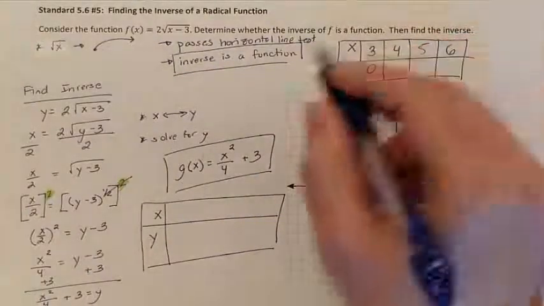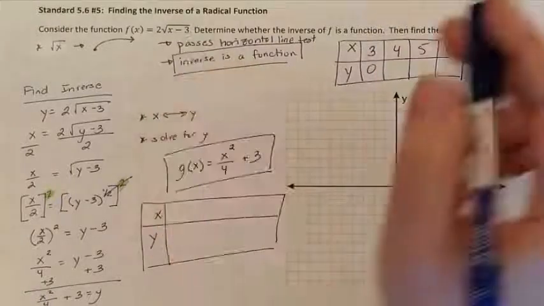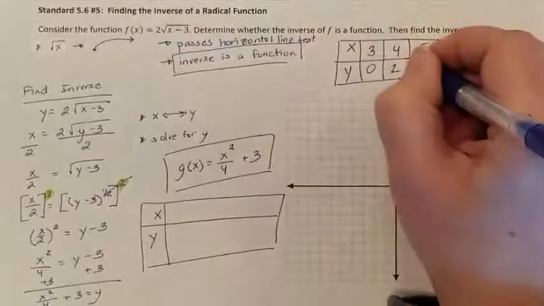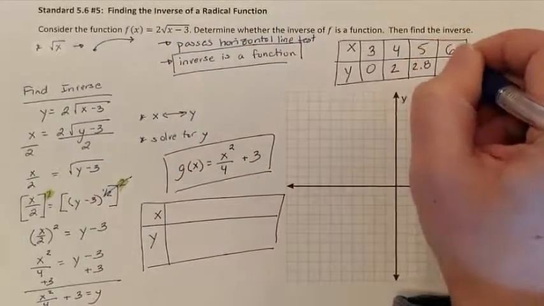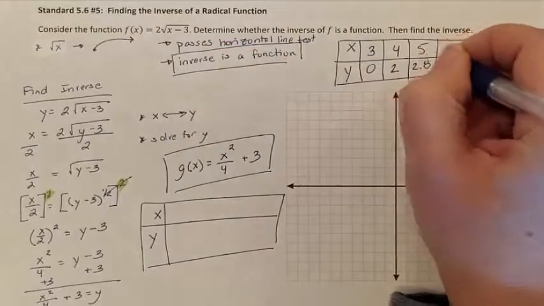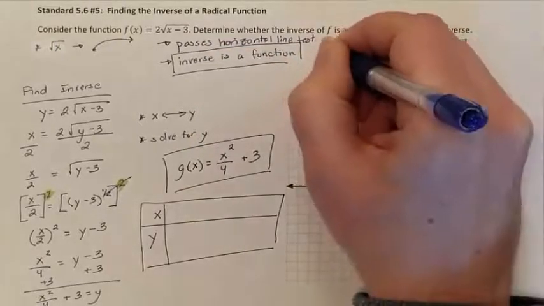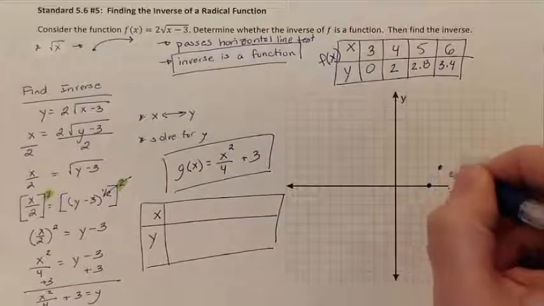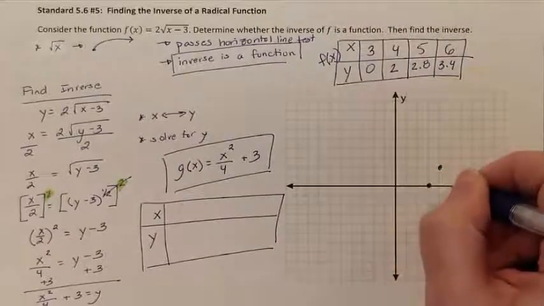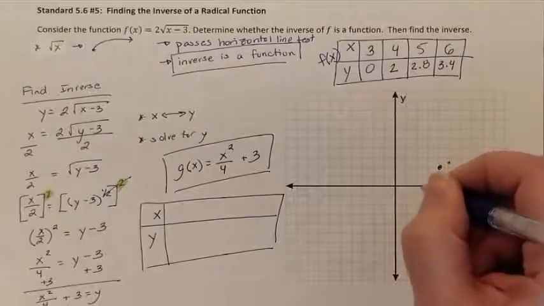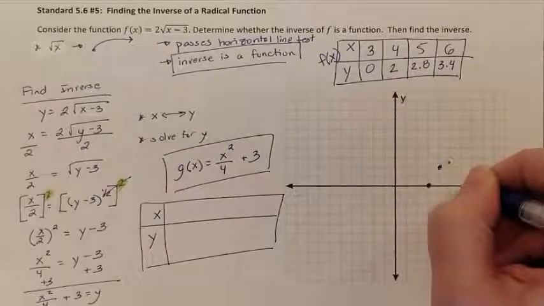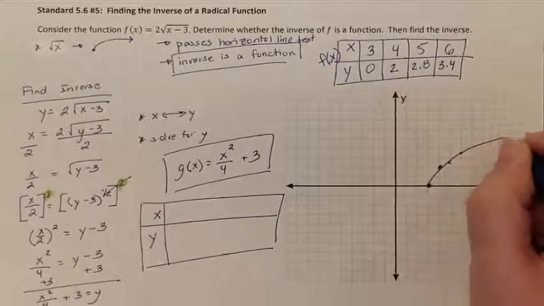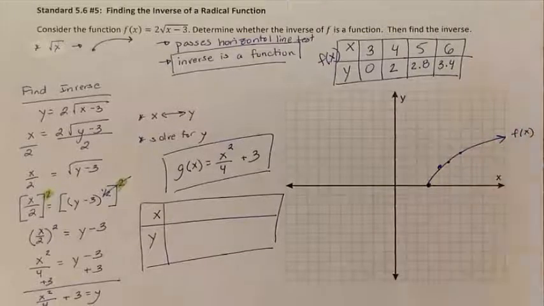At 4, plugging it into the original function, I will end up getting a 2. Plugging in 5 to the original function, I'm going to get 2.8. Plugging in 6 to the original function, I get 3.4. This is going to be my f of x. So 3, 0; 4, 2; 5, 2.8; 6, 3.4. So this is my f of x function.